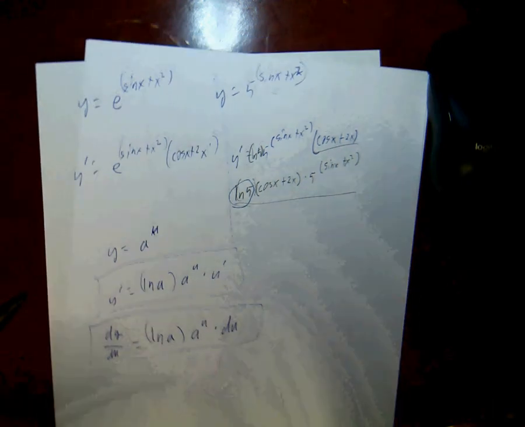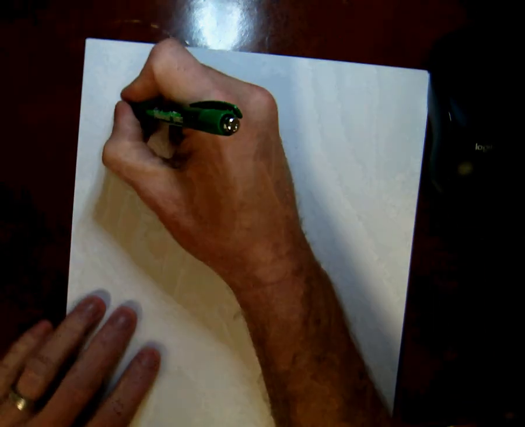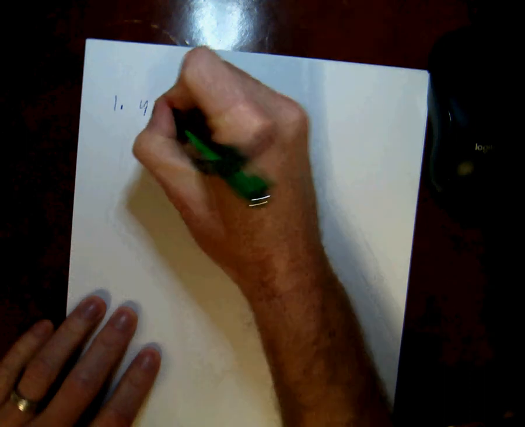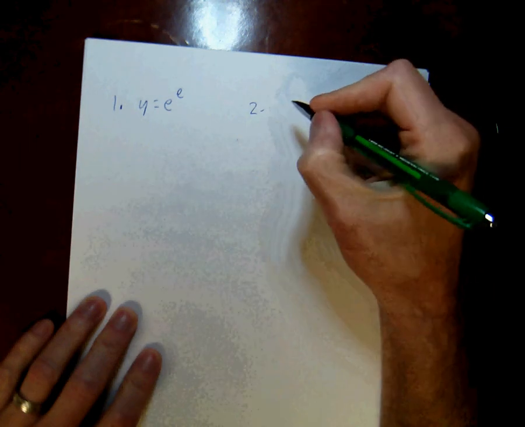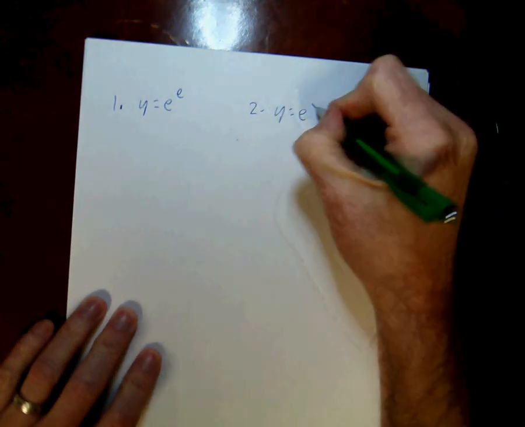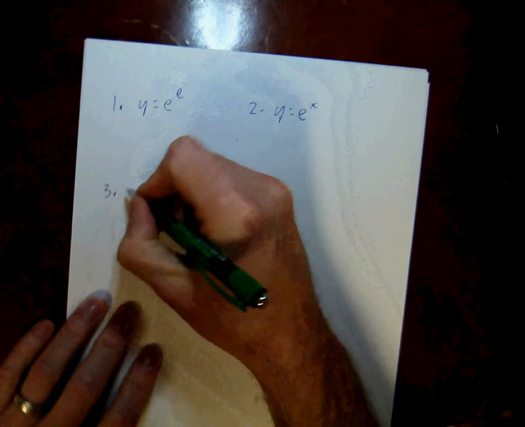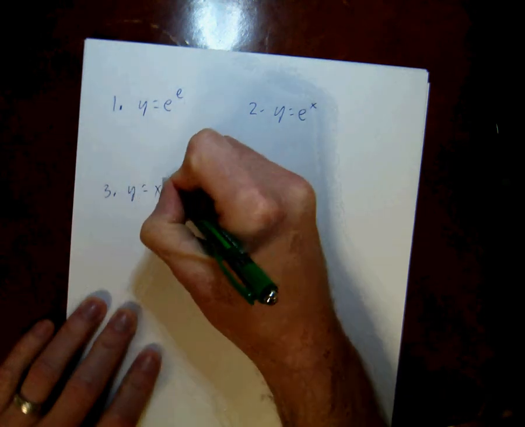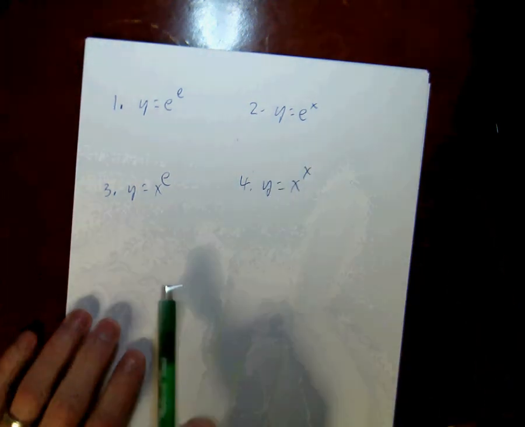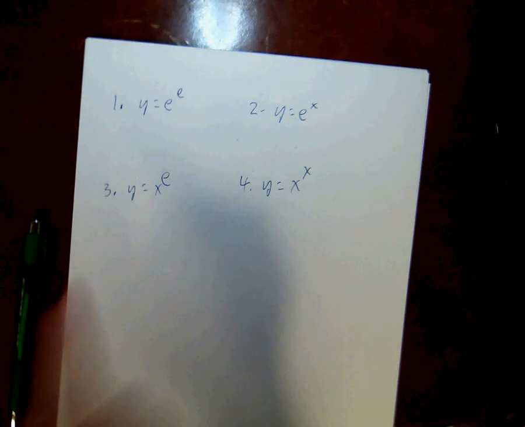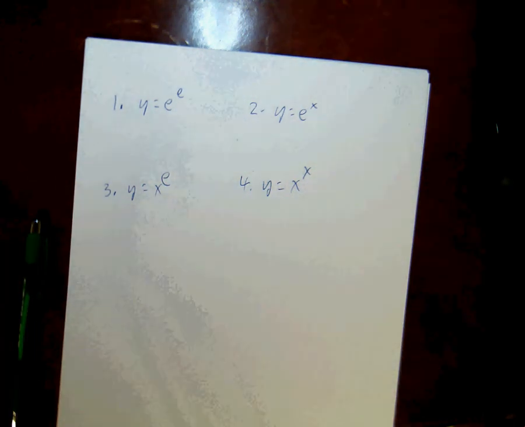So actually, while we're taking derivatives of exponential functions, I've got 4 problems I want you to do, and it's a pretty good summary of derivative of exponential functions. So here are 4 problems. Problem 1, if y is equal to e to the e. Problem 2, if y is equal to e to the x. Problem 3, if y is equal to x to the e. And then problem 4, what if y is equal to x to the x? What I want everybody to do is take the derivative of these 4 things and do the electronic hand raise when you've taken the derivative of all 4.